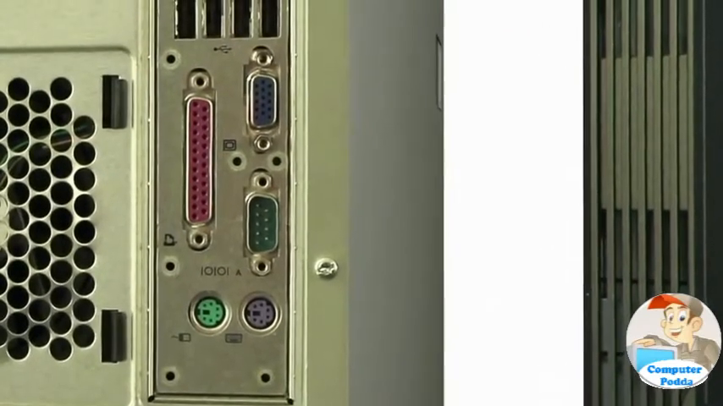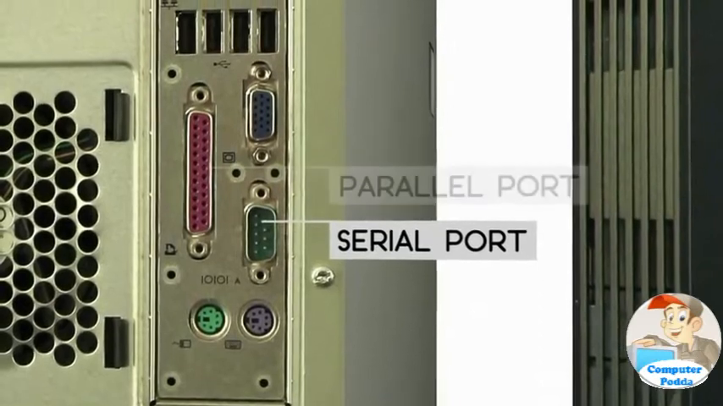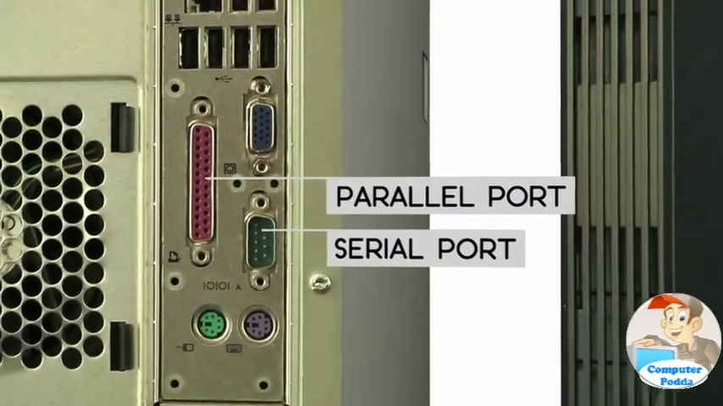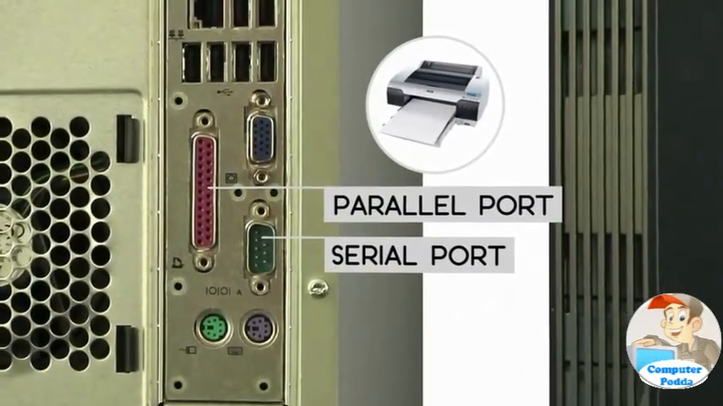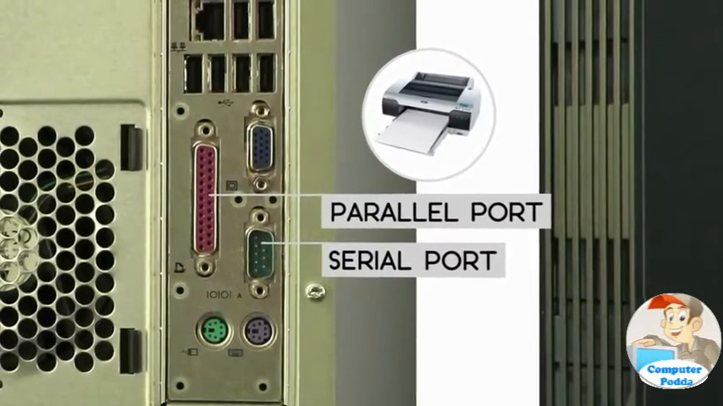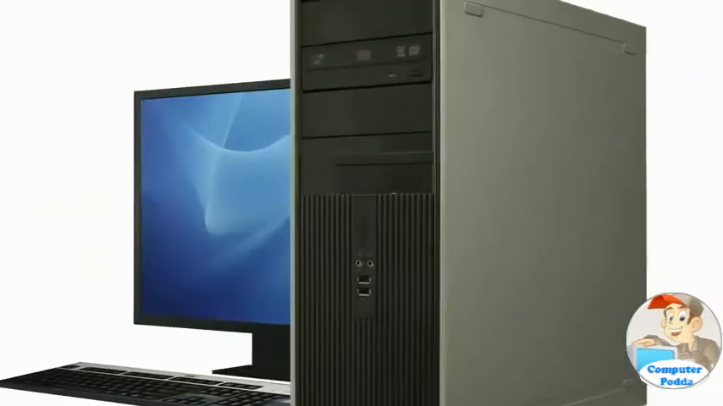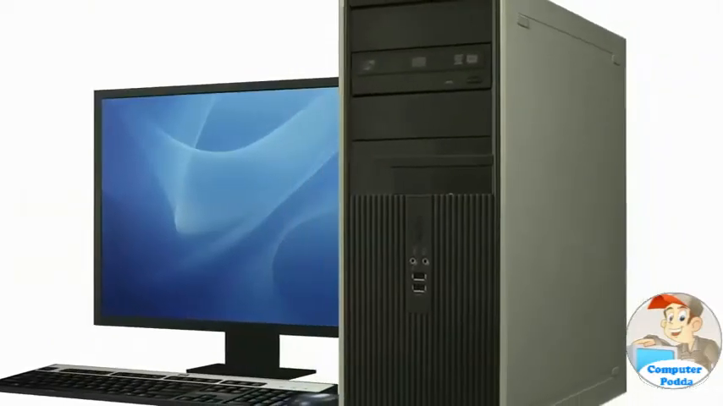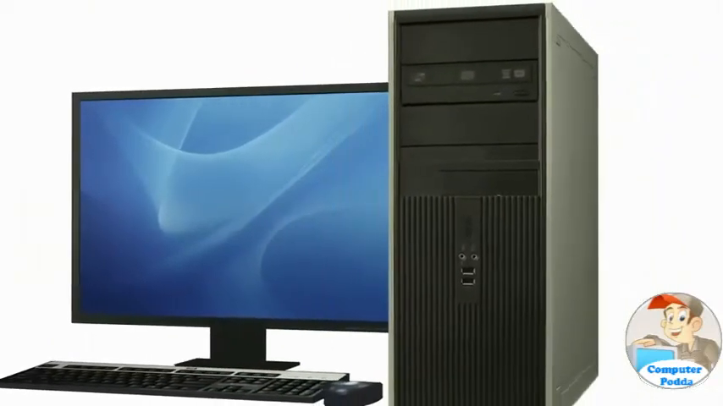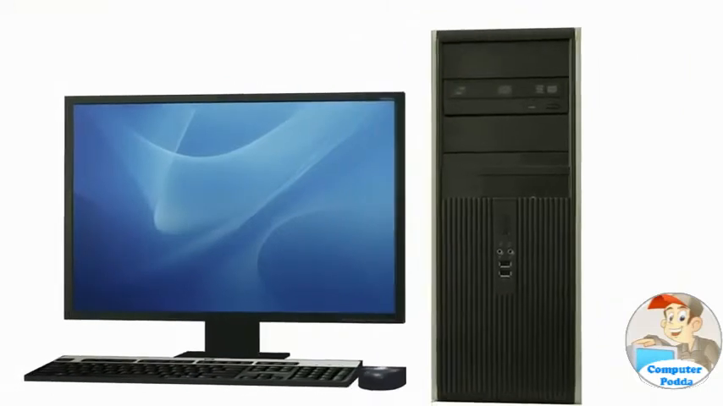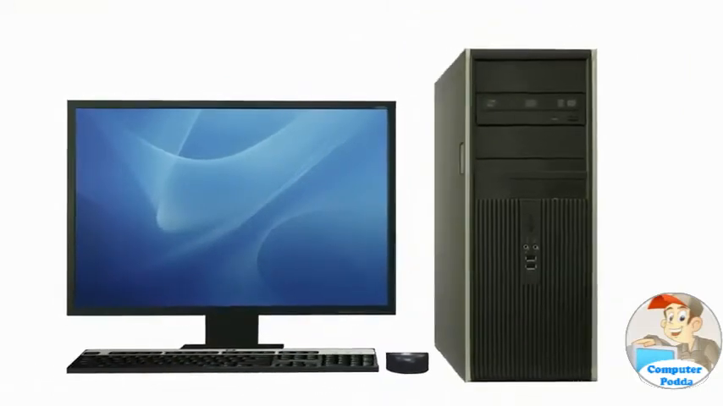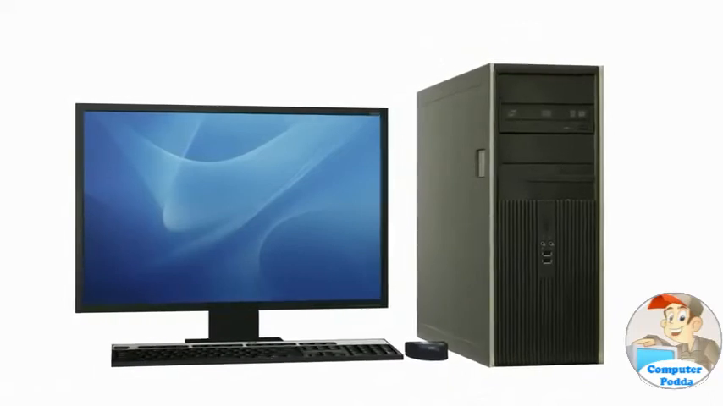Finally, some computers have a serial port and a parallel port for connecting to older peripherals such as printers. But today, most devices use the USB ports instead. So those are the main types of buttons and ports that you'll find on a desktop computer. Your computer may have the ports in different places, and it may even have a different type of port, but chances are most of these basic parts are there.